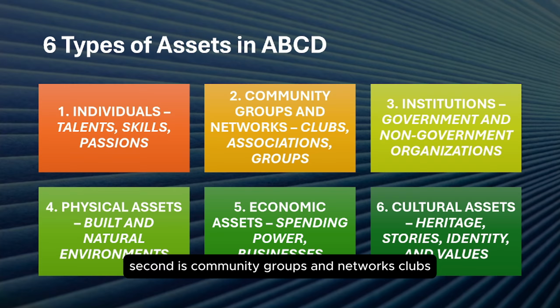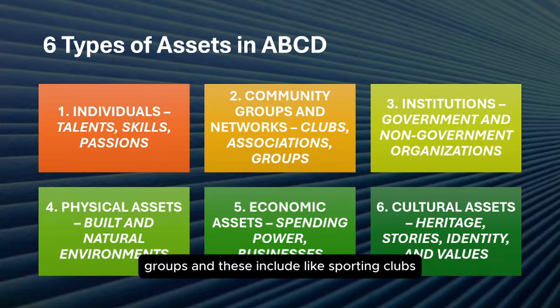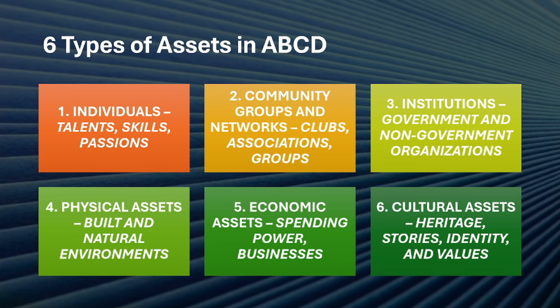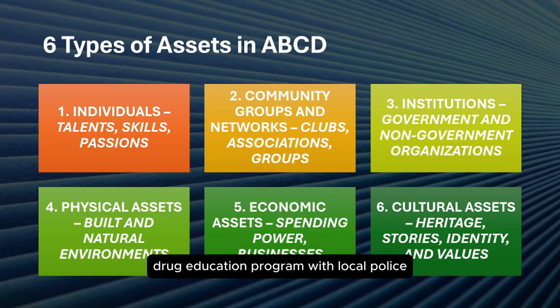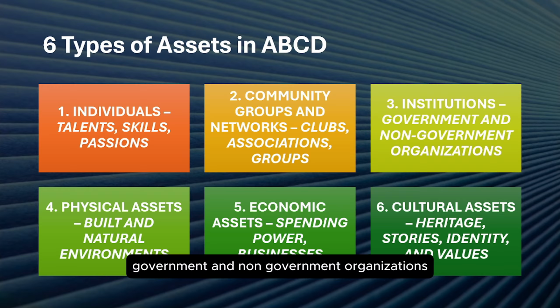Second is community groups and networks, clubs, associations, and these include sporting clubs, religious groups, parents associations, volunteer groups. These are the social glue of the community, and they already have structure, trust, and influence. For example, a soccer club used its network to run a youth drug education program with local police, reaching dozens of families.